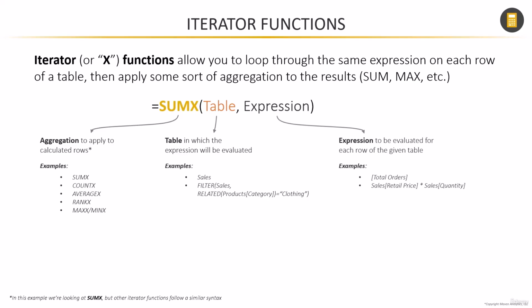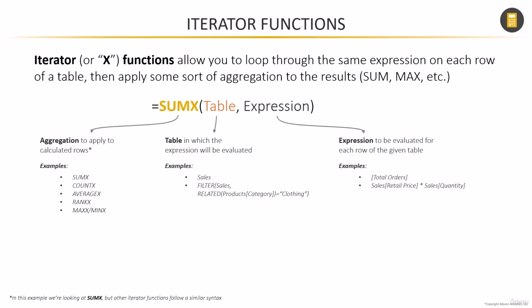And then the final argument of the function, the expression, is basically the calculation that you're trying to evaluate row by row. So it might be a measure, like total orders, or it might be a mathematical operation, like the values in one column times the values in another column.